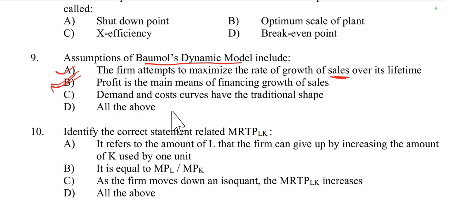Then option C, demand and cost curves have the traditional shape. This is also right. According to Baumol's dynamic model, the demand curve and cost curve have the traditional shape. The traditional shape of the demand curve is downward sloping, and the cost curve, we know, is the U-shaped AC curve. These are consistent with the standard economic theory used in this model. So option C is also right. The assumptions of Baumol's dynamic model include A, B and C, so all of the above. Option D is right.